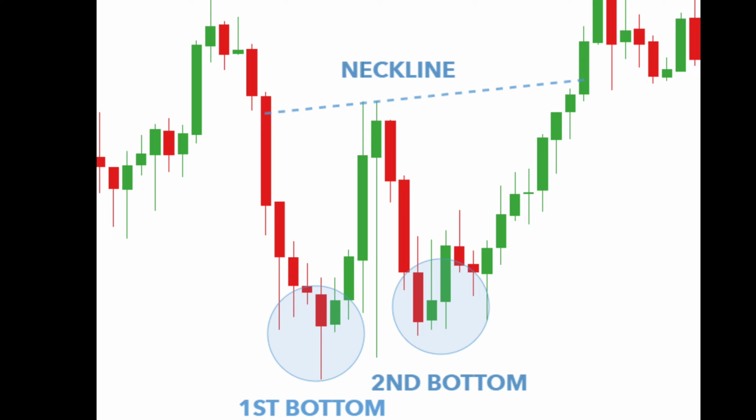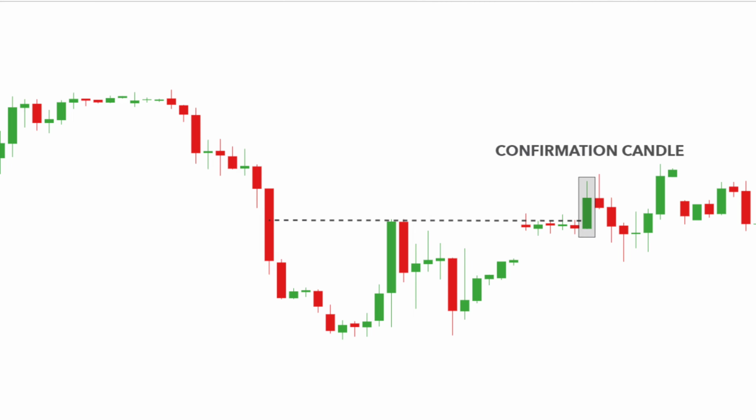Formation. The pattern begins with a downtrend, where the price reaches a bottom, trough, and bounces back, forming a temporary peak. After the rebound, the price declines again, often with lower volume, and forms a second bottom at a similar level to the first one. The two bottoms should be roughly equal in height, although some minor variations are acceptable.